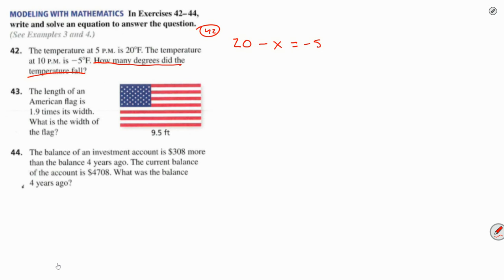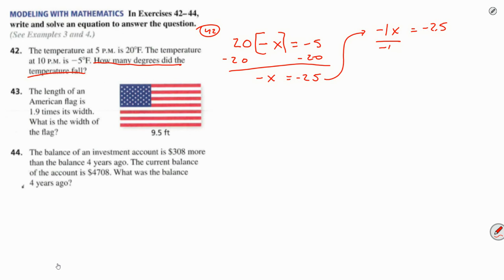All right. If we do the inverse of a positive 20, we got to subtract 20. This negative stays with the x, so it's still -x equals -25. You got to remember that -x implies -1 times x equals -25. So then we're going to divide both sides by -1 and get x equals a positive 25.